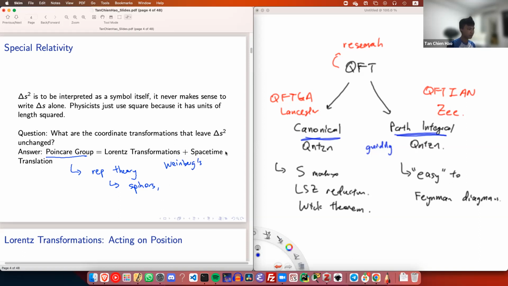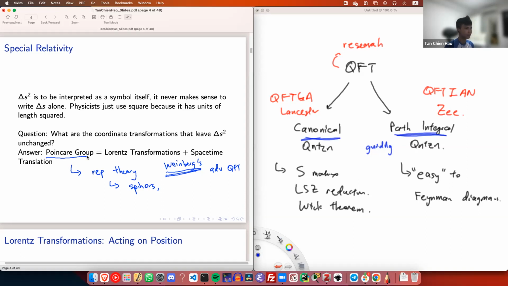Steven Weinberg's QFT book is more for research QFT. If you want to do research in QFT, in some sense it's a more advanced QFT book. In his first chapter, he talks quite a lot about the representations of the Poincare group. The nice thing is that by studying the representation theory of the Poincare group, you actually get all the particles. So yeah.